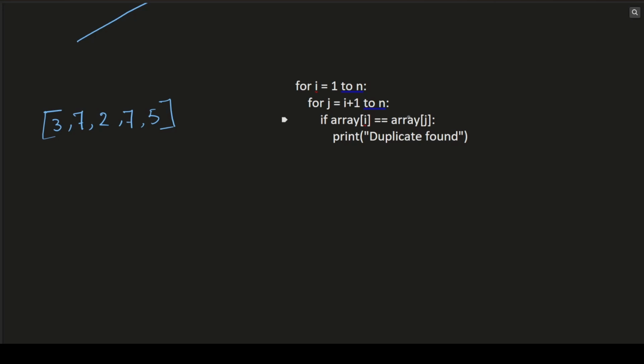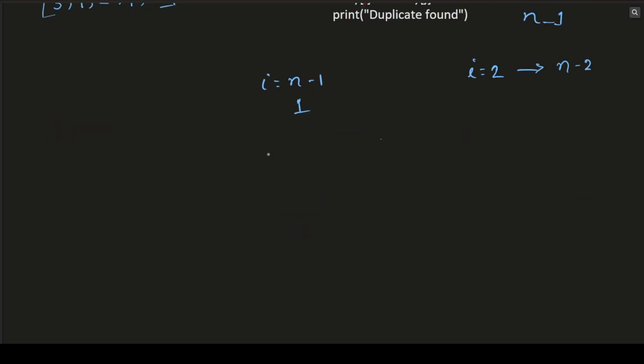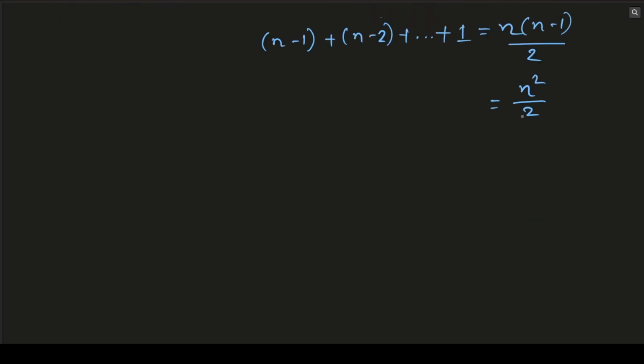So how many comparisons does this make? Let's count. When i equals 1 and j goes from 2 to n, it will be n minus 1 comparisons. Similarly for i equals 2, it will be n minus 2. When i equals n minus 1, it will do one comparison only. So the total will be n minus 1 plus n minus 2 plus all the way down to 1, which equals n times n minus 1 divided by 2. So it will become n squared by 2, which is order of n squared.